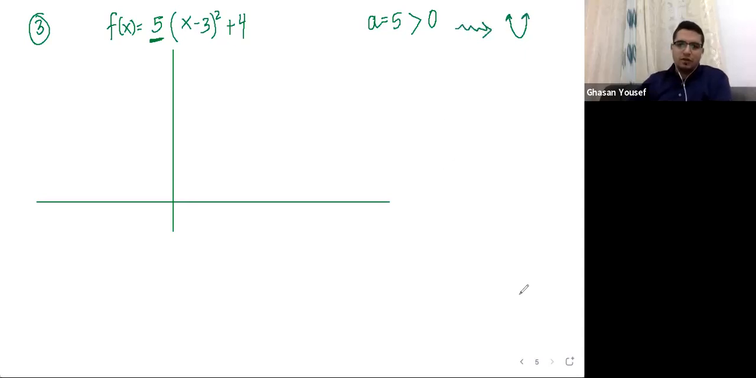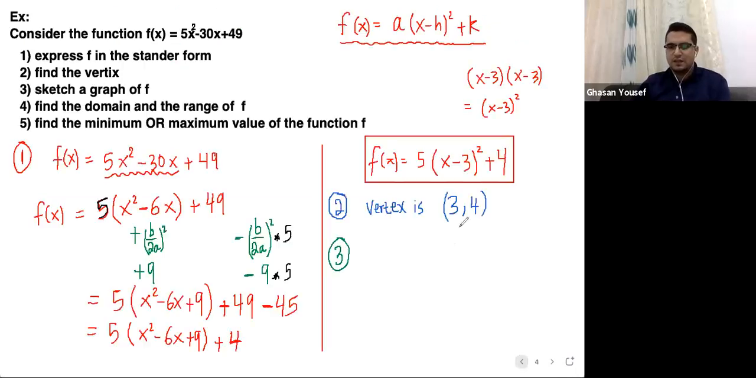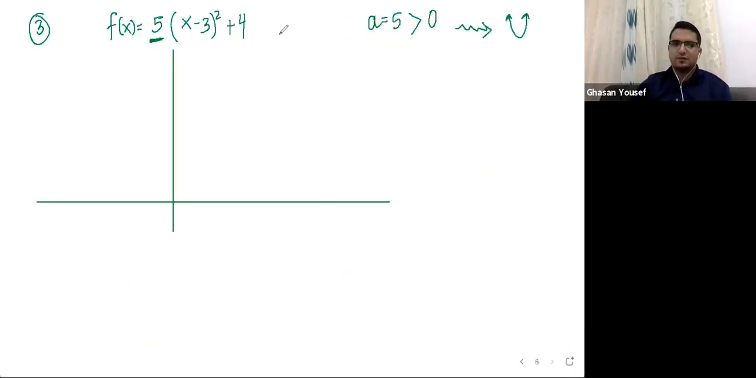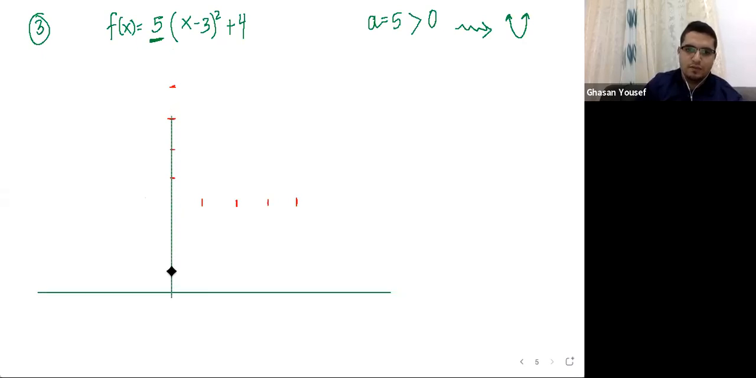But first of all, we have to know what the vertex is. So the vertex is (3, 4). You see the vertex? (3, 4). So we have to go to the 3. So this is 3 and 4. This is 1, 2, 3. Here is 3 and here is 4. And here is 1, 2, 3, and 4. Okay, the graph, take this down a little bit.